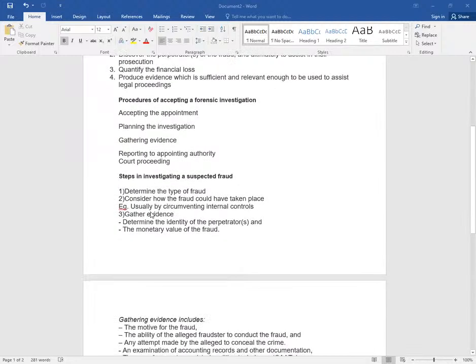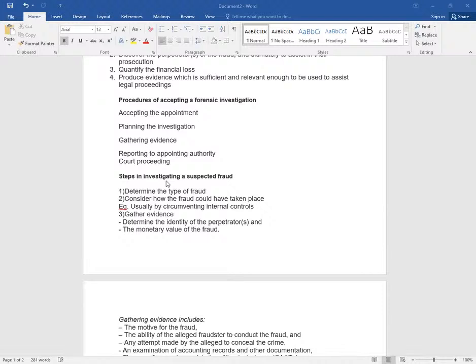Now, from there we have procedures of accepting a forensic investigation. This is quite big. And then we have steps in investigating a suspected fraud, quite similar, but when you are investigating this suspected fraud, number one, you determine the type of fraud. Is it a money laundering fraud? Is it a payroll fraud?